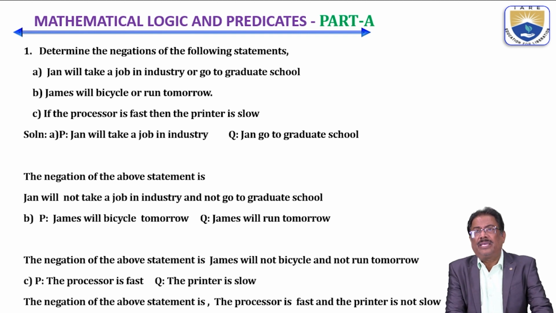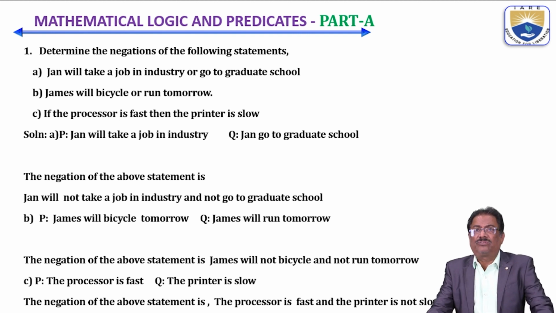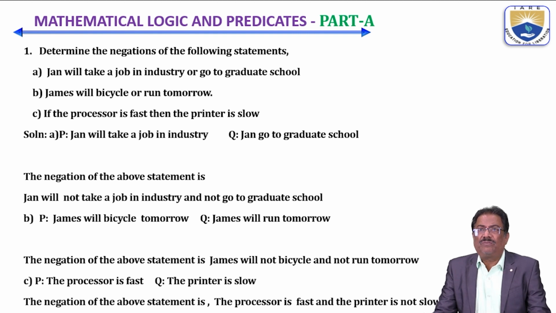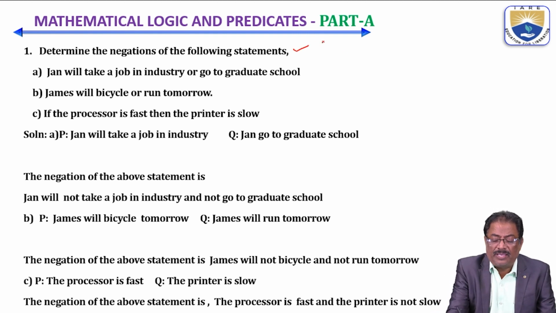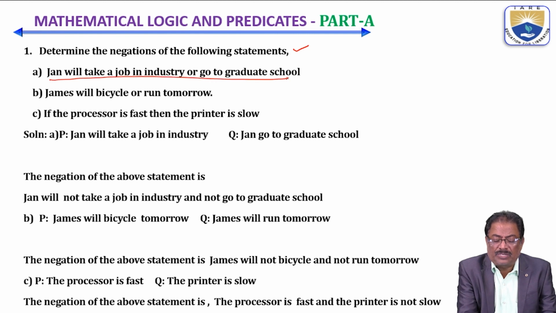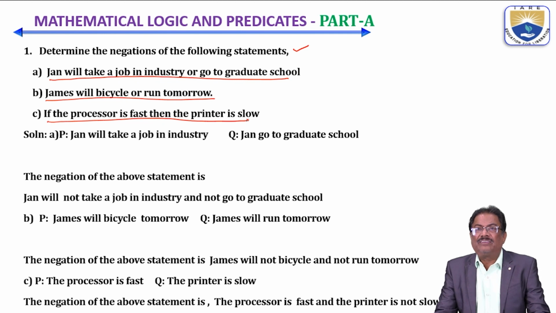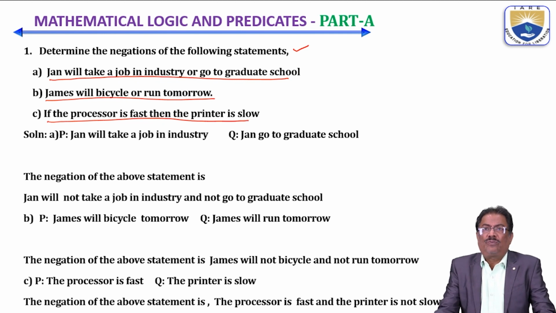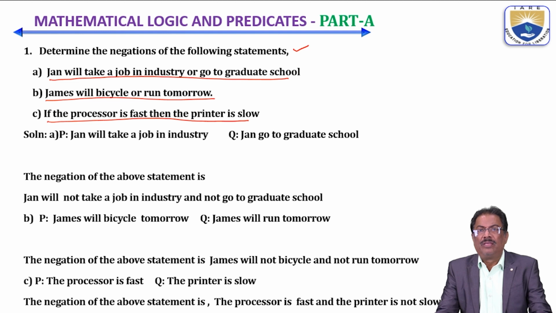Here in part A, the very first question is: determine the negation of the following statements. Three statements are given, and we are going to find the negation of these statements. First, we write each statement in symbolic form, then take the negation, and once again convert it into sentence form.